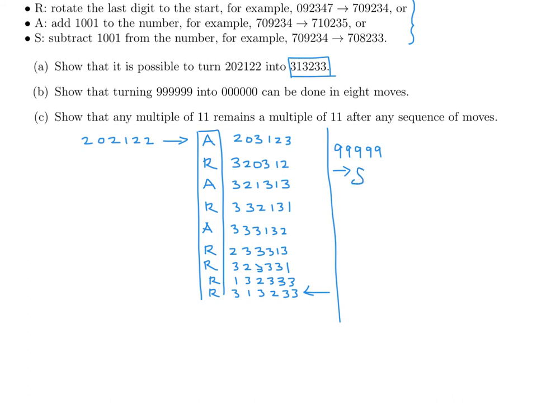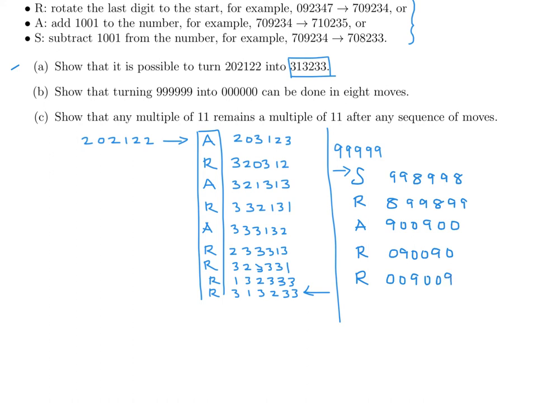So the first one I think I'll do is an S, which is subtract. So when you subtract, it'll bring it down to 998998. And then our rotation, so that will bring the 8 out front, 899899. And then an addition, which would be 900900. And then our R, which is 090090. And then an R, which is 009009. And then an A, which is an addition, so 010010. And then an R, which is a rotation, 001001. And then a subtraction would take away that 1001. And there you go. We got 999999 into 000000 in 8 moves. 1, 2, 3, 4, 5, 6, 7, 8.